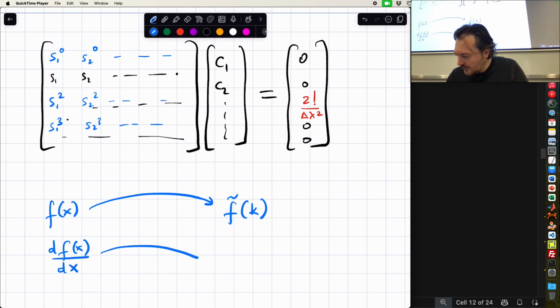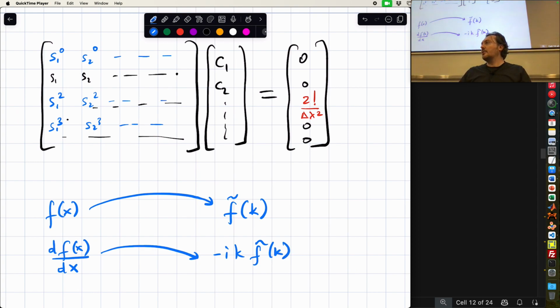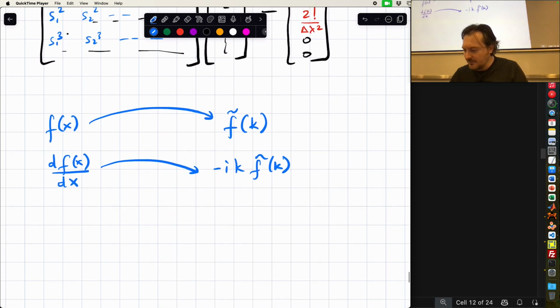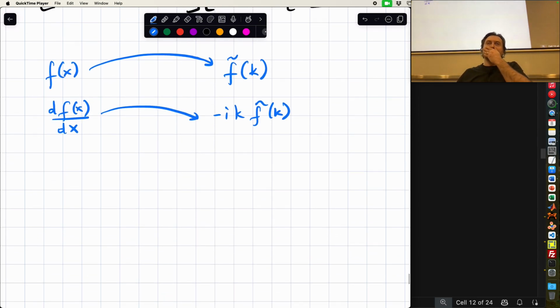Does everyone know this already? Yes or no? No? I wasn't prepared to explain this, but let me try. Do you know Fourier transform at all? Yes. I see. Okay, so we have to start with Fourier transform.